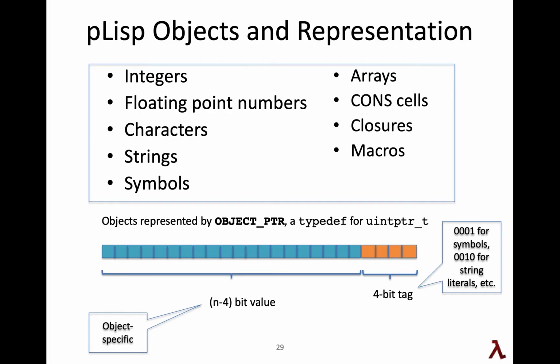So objects are represented by the objectPtr typedef. It is a typedef for uintptr_t, which is the platform mechanism to store pointers. So it could be 32 bits or 64 bits as the case may be. And the least significant 4 bits of the objectPtr are used to tag the object type. So you have, for example, 0001 for symbols, 0010 for string literals, and so on. And the remaining either 28 or 60 bits are actually object specific. I'll come to that in a minute.